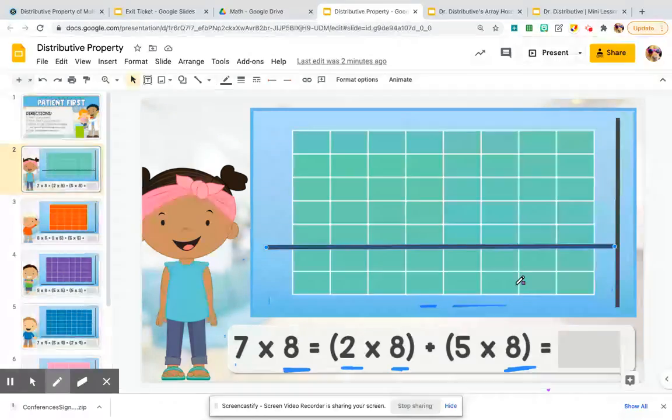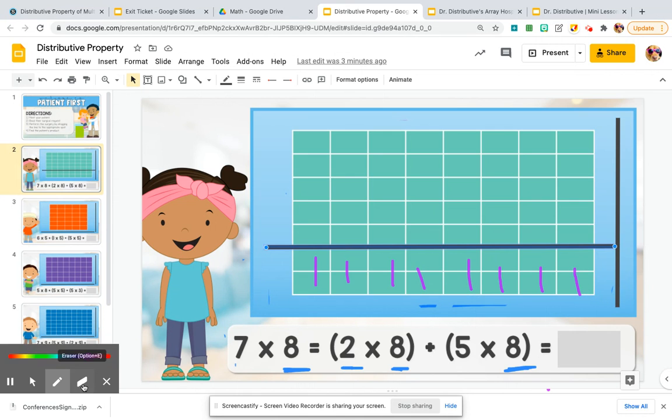Use the array, silly. Look at 2 rows of 8 here. You could literally just count this and it will give you the answer. Or you could skip count using this. 2, 4, 6, 8, 10, 12, 14, 16. There is no reason for you to get stuck and say, oh, I don't know that, I don't know that, I don't know that. You have an array here to help you. Use it.